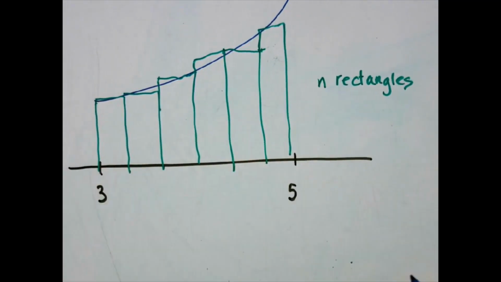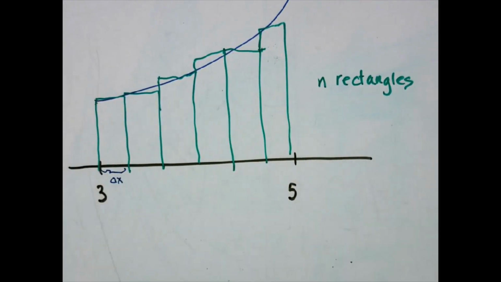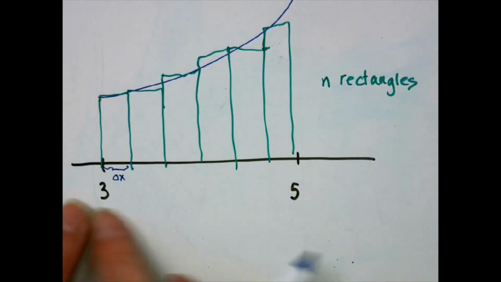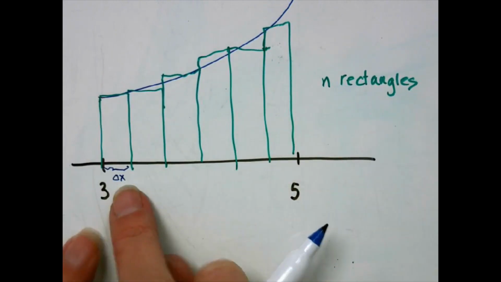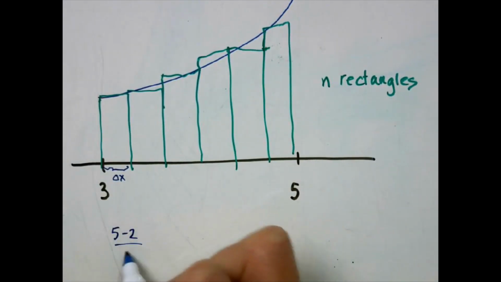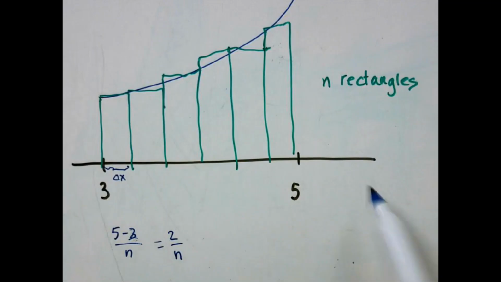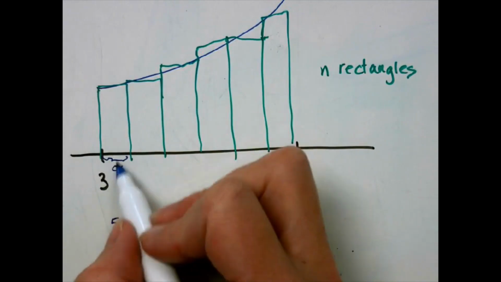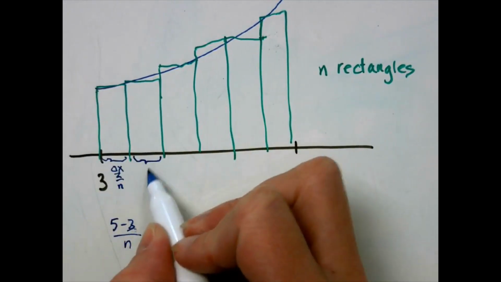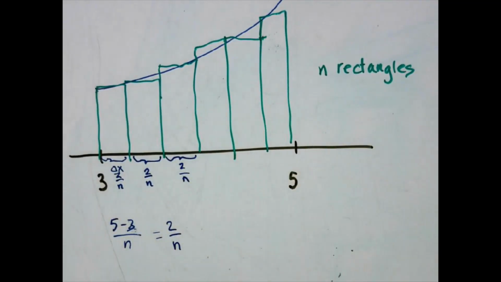Okay, so let's first talk about the width. Okay, our delta x. Okay, well, I'm going from 3 to 5, and I'm cutting that into n number of rectangles. So the width is going to be 5 minus 3 over n, or 2 over n, because I'm taking a distance of 2 and cutting it into n different pieces. So this distance here is going to be 2 over n, this distance is going to be 2 over n, and so on. So my delta x is 2 over n.